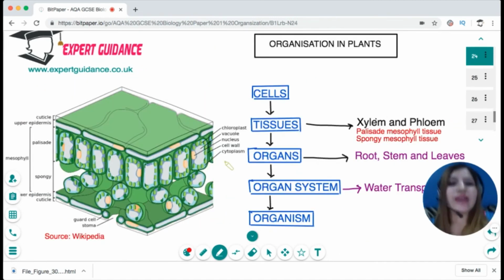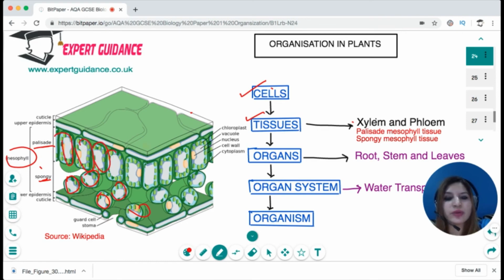Now we have discussed organization in animals. Now let's discuss organization in plants. The plant cell is there. We discussed the plant cell in the cell biology video. Then the plant cells get organized into tissues: xylem, phloem, and the palisade and spongy mesophyll. These are the tissues. You can see the spongy cells are the ones which have greater air spaces between them but are photosynthetic. The palisade cells are arranged next to each other, which are also photosynthetic.